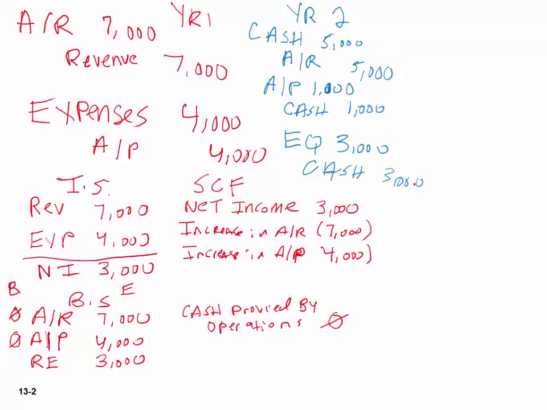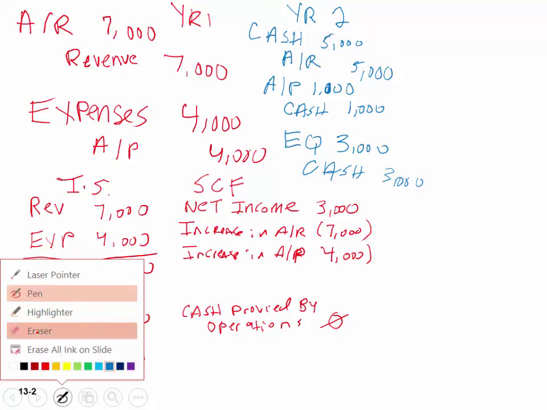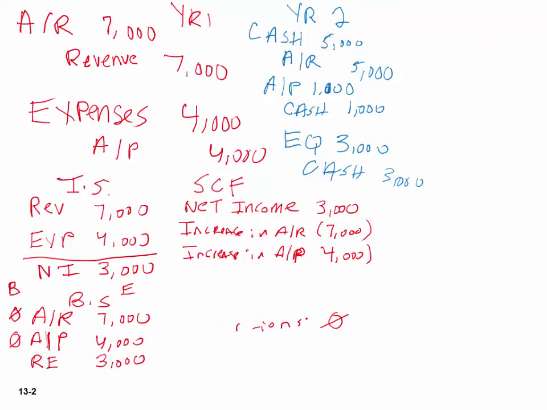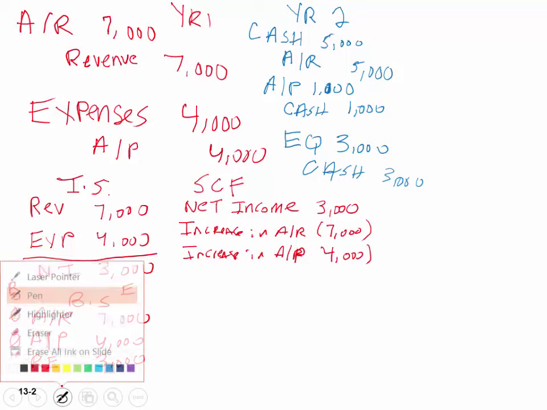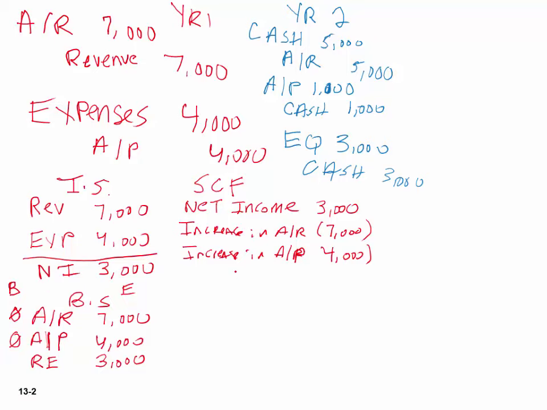Let's see. I think I can squeeze in my balance sheet for year two if I just move over this cash provided by operations a little bit, for the year one statement of cash flows. Back to red, so let me stay with red. I'll just move it over here a little bit. Cash provided by ops is zero, isn't it? I don't know why I wrote a bracket around the four.